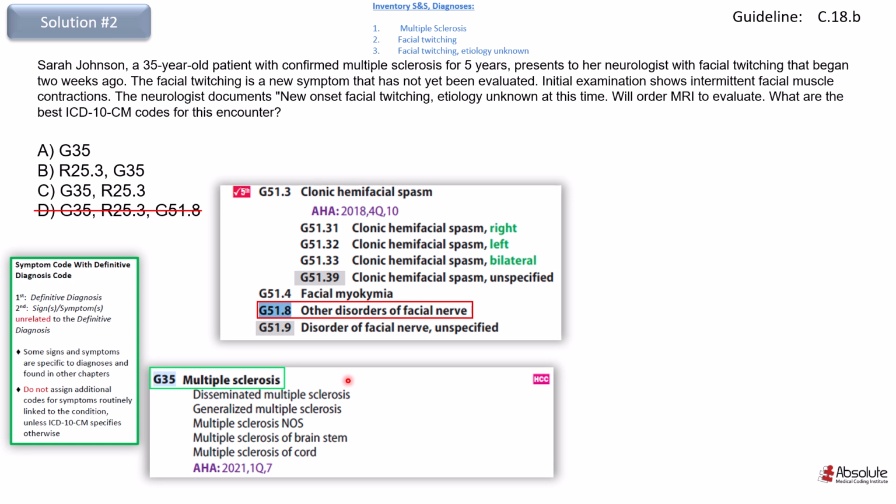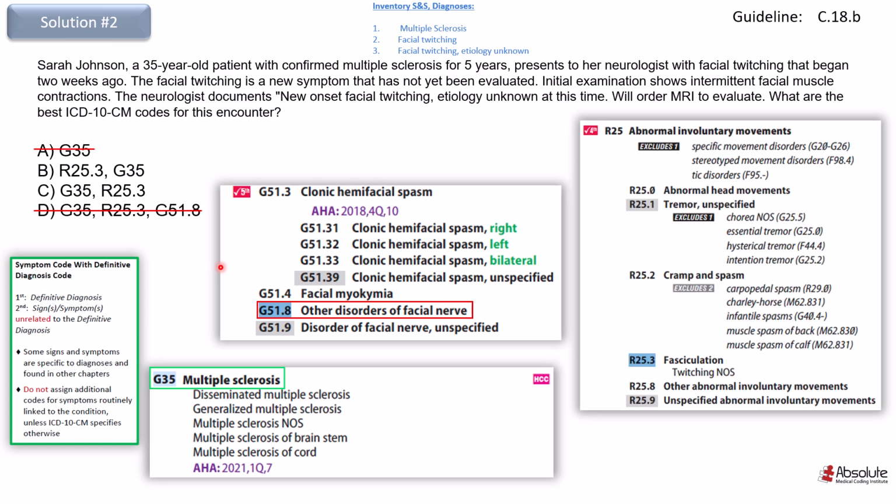But our encounter isn't just for multiple sclerosis. We have this facial twitching going on. So I'm going to eliminate A because this is just coding for multiple sclerosis. And now let's take a look at these R codes. So we have R25 category, which is abnormal involuntary movements. And the one we have listed in our options is R25.3, which is fasciculation, twitching not otherwise specified, which is more in line with our encounter. And if you do look up facial twitching in the index, it will point you to this code. So we are going to keep this code here.